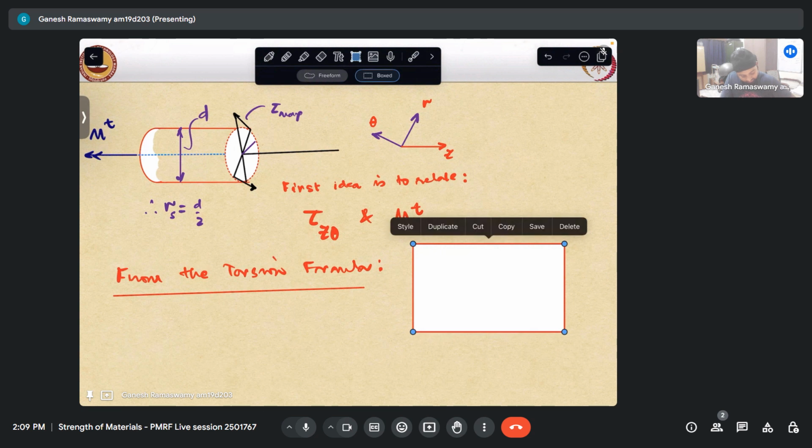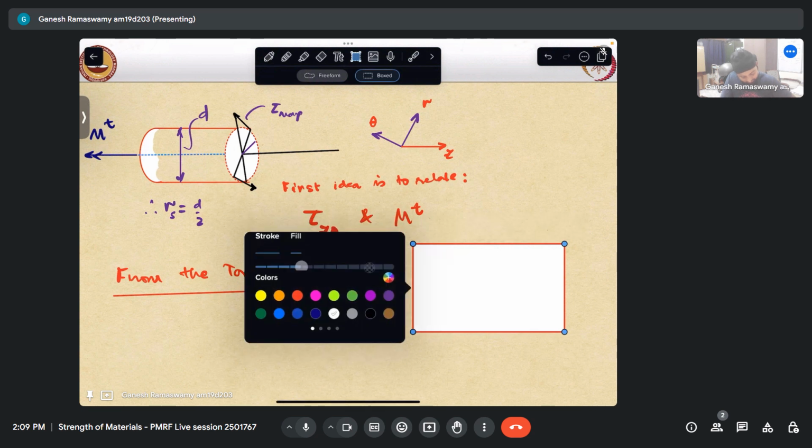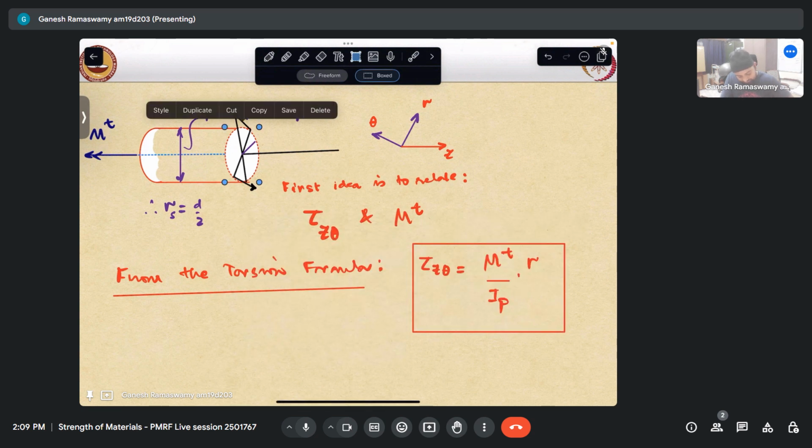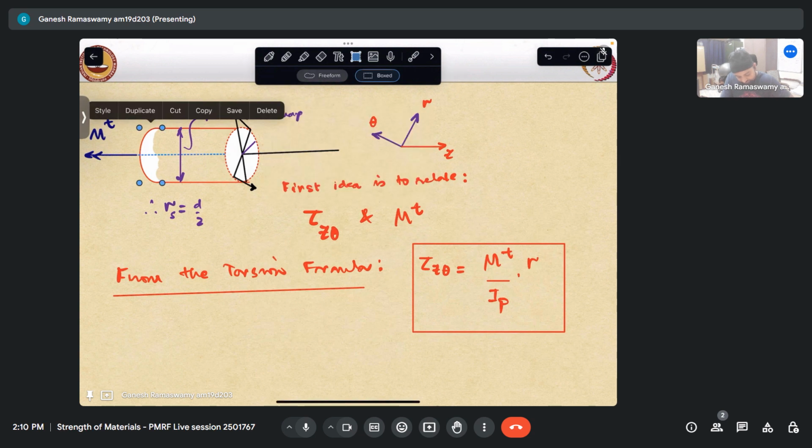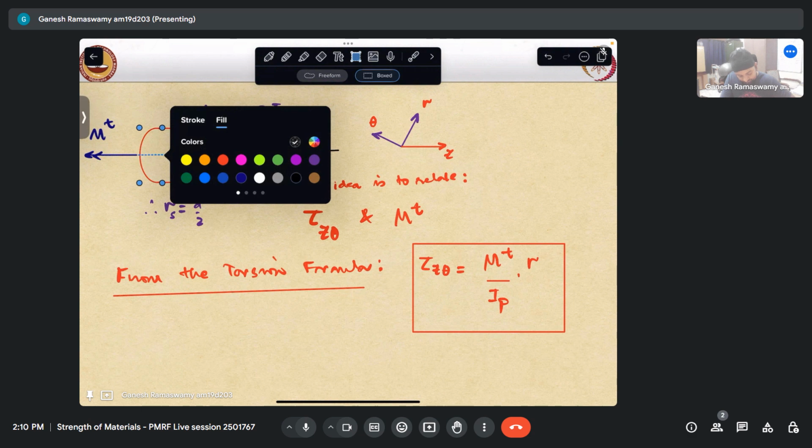Let me select this, no fill. Here also I should put no fill.